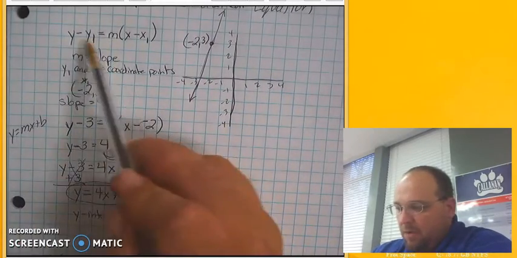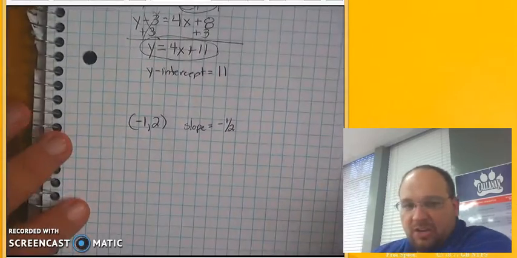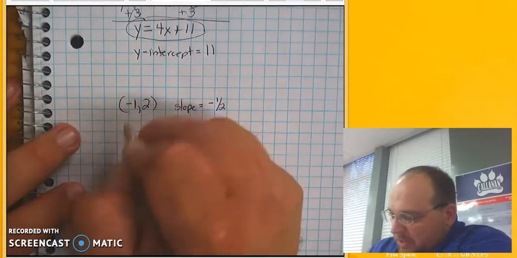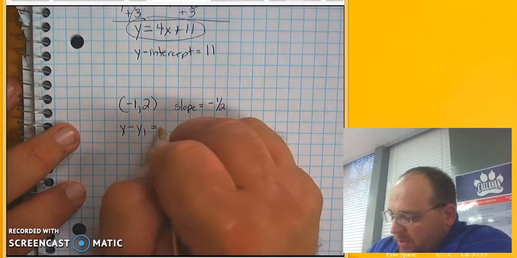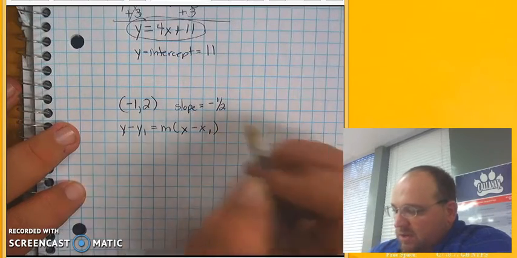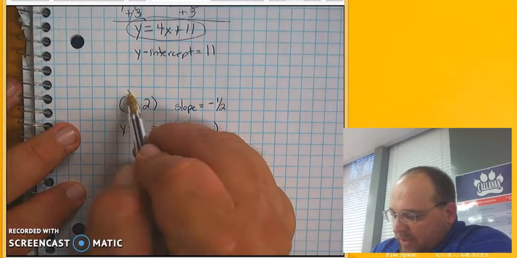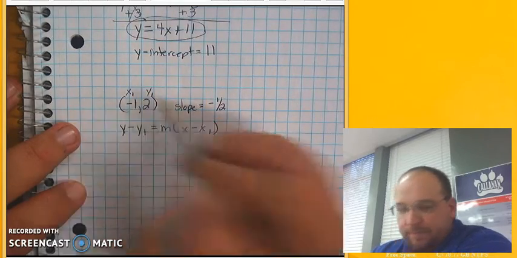So again, I'm going to use the point slope form that I learned up here, y minus y1 equals m parentheses x minus x1, and I'm going to use that and substitute these in here. So I'm going to write that down here, y minus y1 equals m parentheses x minus x1. So I'm going to go ahead and label this. This is my x-coordinate. This is my y-coordinate. This would be my 1s.